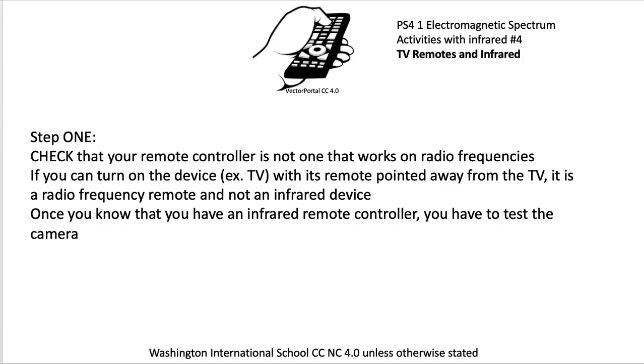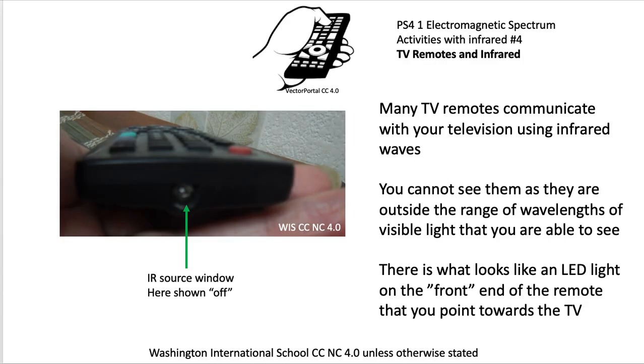And so step 1, check your remote controller is not one that works on radio frequencies. If you can turn on the device, for example a TV, with its remote pointed away from the TV, then it's a radio frequency remote. The difference is with an infrared remote, you need to point it directly at the device. So once you know you've got an infrared remote controller, now we have to go on to the camera, and that's what we will do.